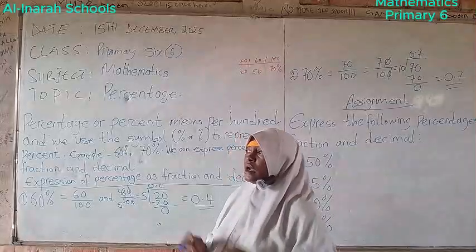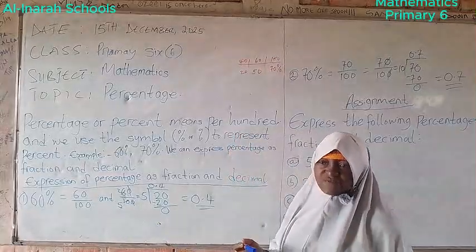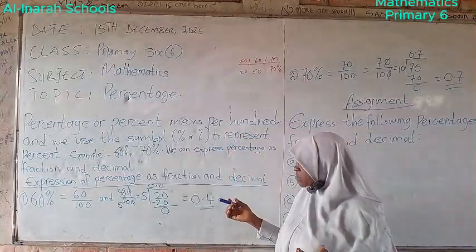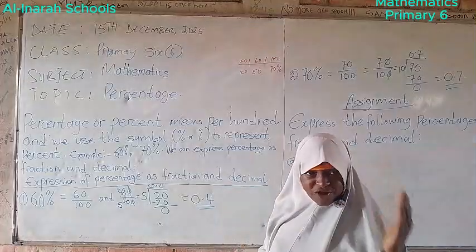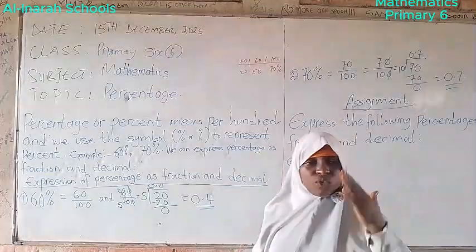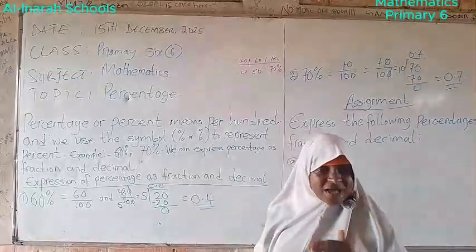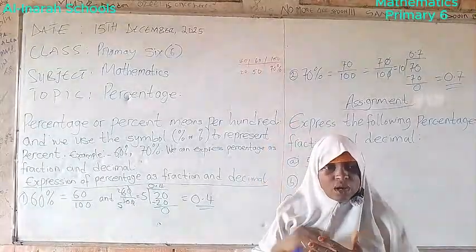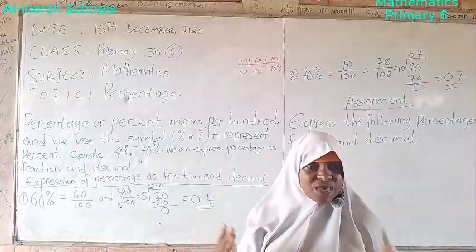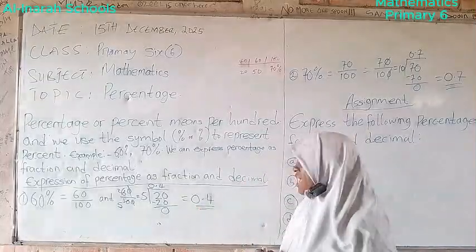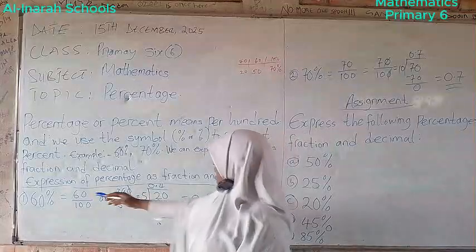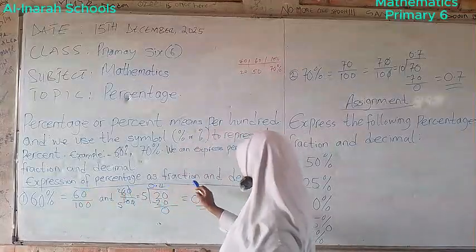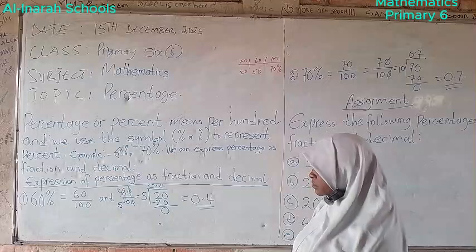Now this our percentage also, we can express the percentage as a fraction and also as a decimal. How do we express percentage as a fraction or as a decimal? You have been taught what we mean by fraction. You have been taught what we mean by decimal. Fractions are numbers with numerator and denominator, while decimals are numbers with points. Now let's express percentage as fraction and decimal.